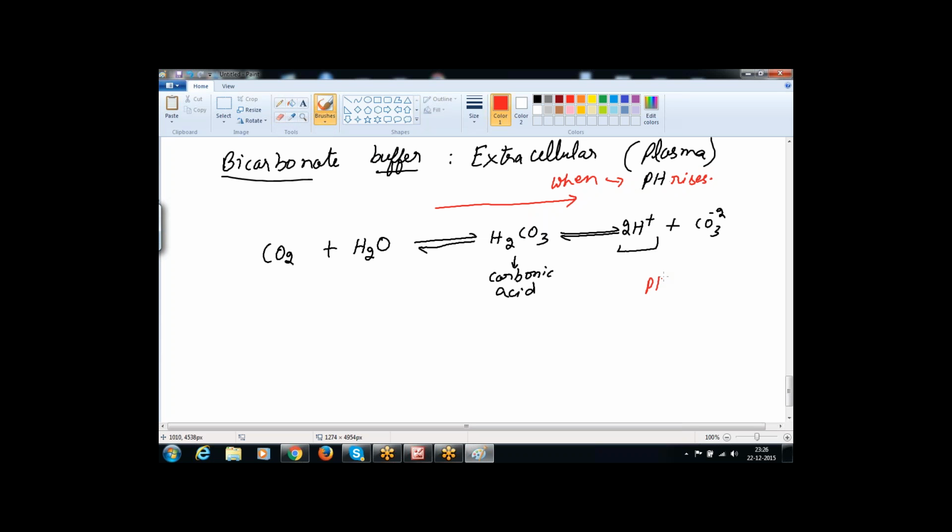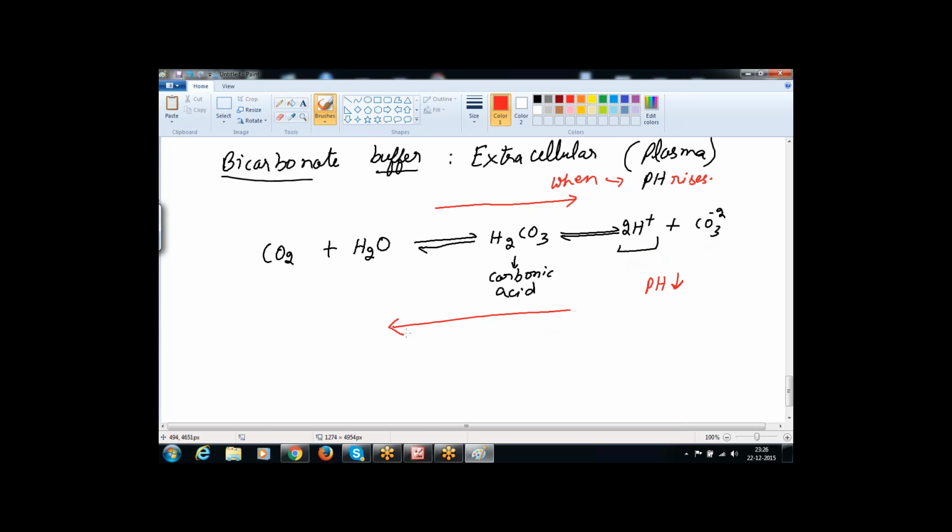So when pH falls, which means the H+ ion concentration has increased, a lot of H+ is here. These H+ ions will combine with bicarbonate and form H2CO3. H2CO3 will form water and carbon dioxide, and we will exhale the carbon dioxide. Breathing can be regulated, slowed down or made faster to some extent. So depending upon whether we need more H+ or less H+, the reaction can go forward and backward.